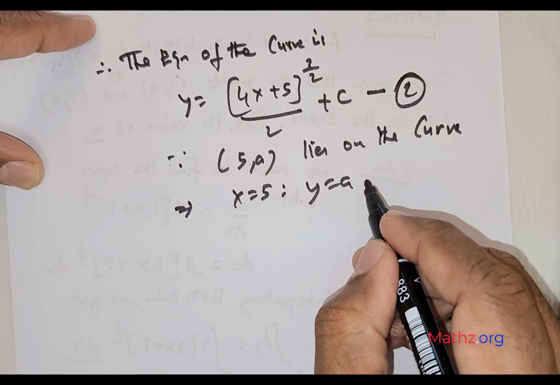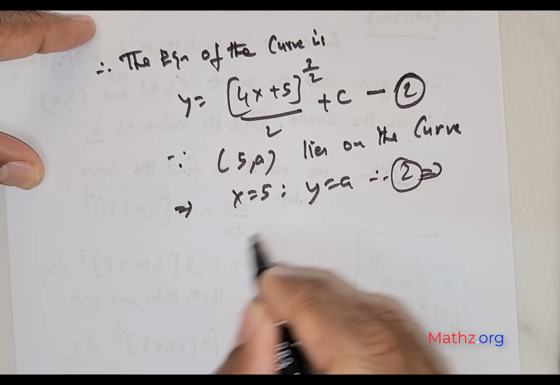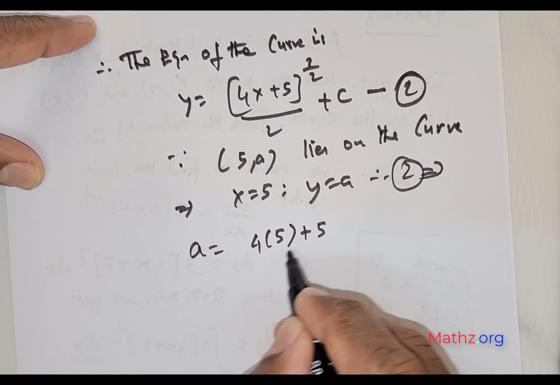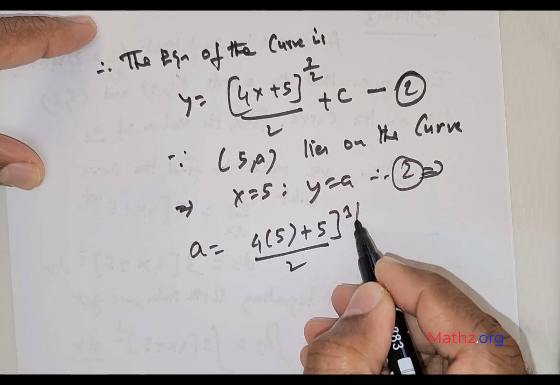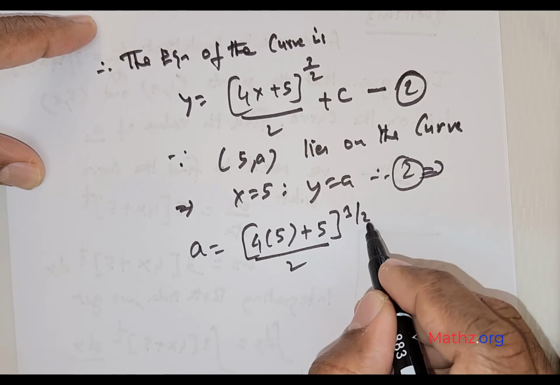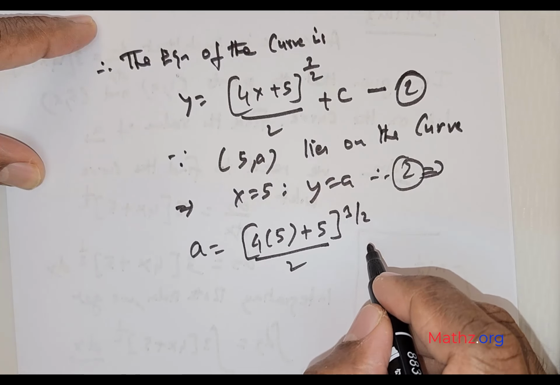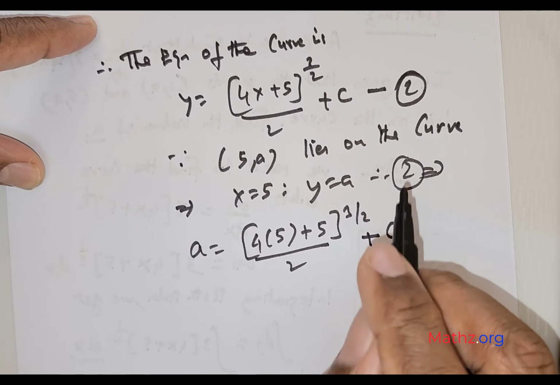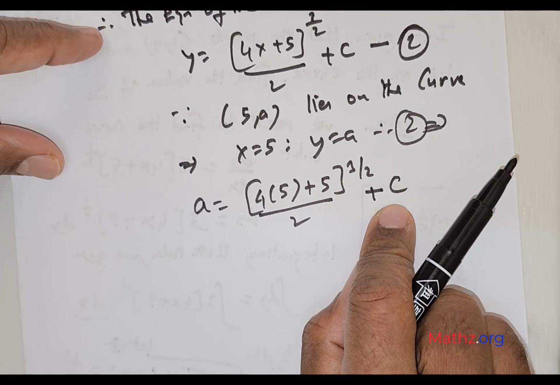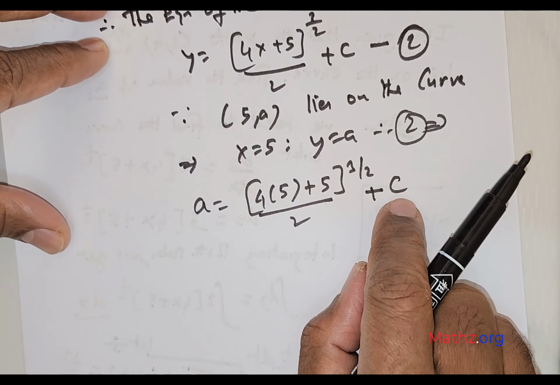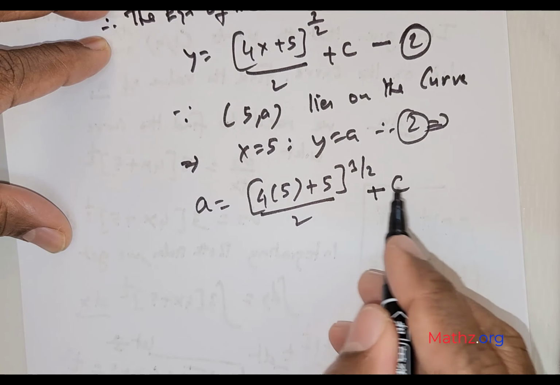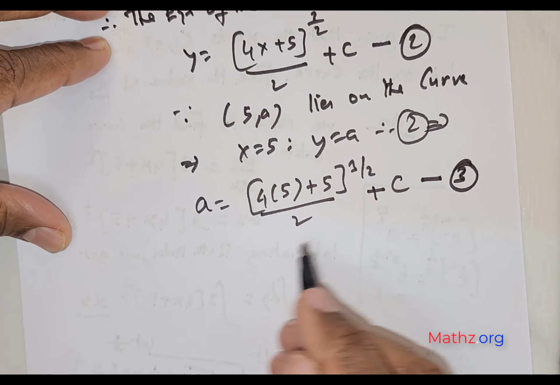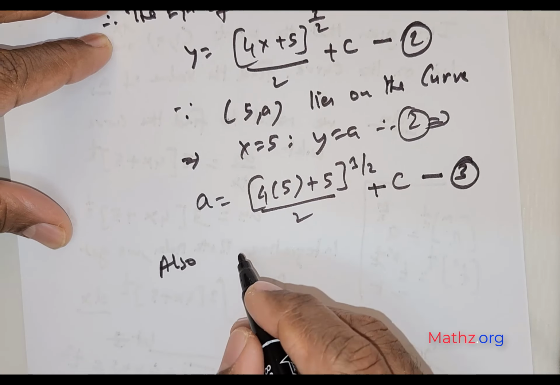So therefore this can be rewritten as a is equal to 4 times 5 plus 5 divided by 2, raised to the power of 3 over 2, and plus c. Now we are encountering an issue where c has to be found. Now let me take this as equation 3. We are also given another point.